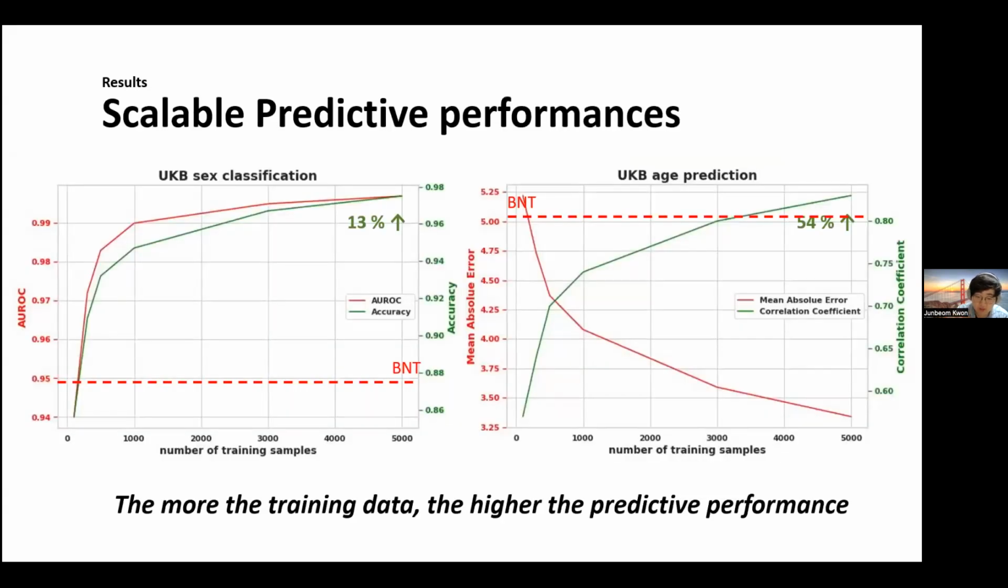Furthermore, Swift showed scalable performance increase with more training samples. In UK Biobank sex and age prediction tasks, it showed 13% and 54% increase from 100 samples to 5,000 samples. This suggests that Swift can be trained effectively with a large number of data sets. In addition, it is notable that the model can predict these variables to some extent with only 100 samples. Using only 300 fMRI scans, Swift outperformed BNT, trained with more than 6,000 fMRI scans.